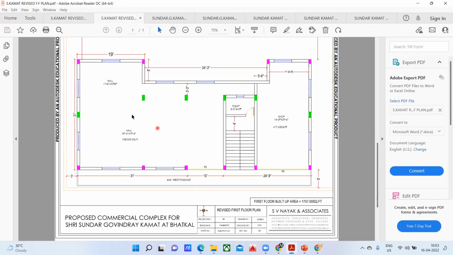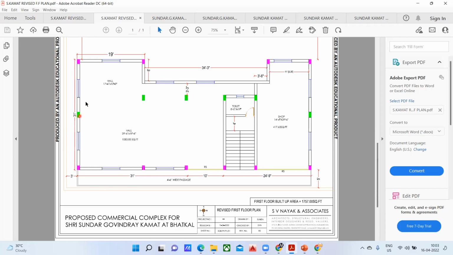It's a small hall they have made, because if you're doing any functions and all, you require a small hall. So it's almost a 1000 square feet hall. Let us say at least 80 to 90 people can be accommodated in this particular hall. And here they have given it for a shop. So that is how the entire planning is done, and that is how you're supposed to understand this drawing.